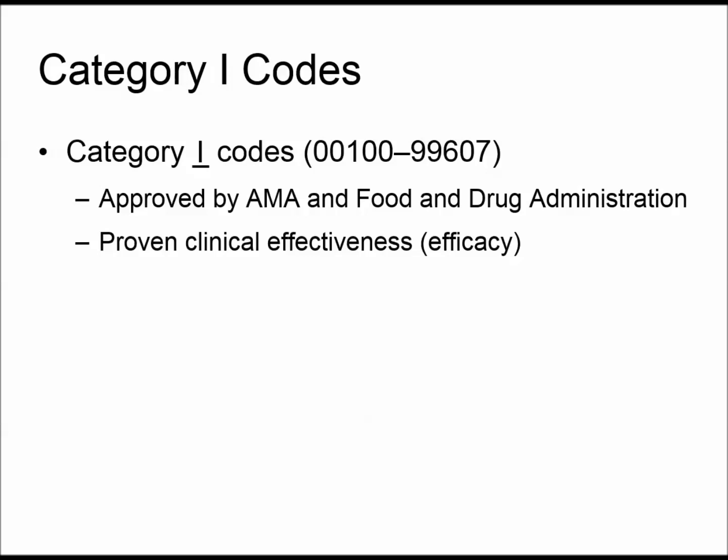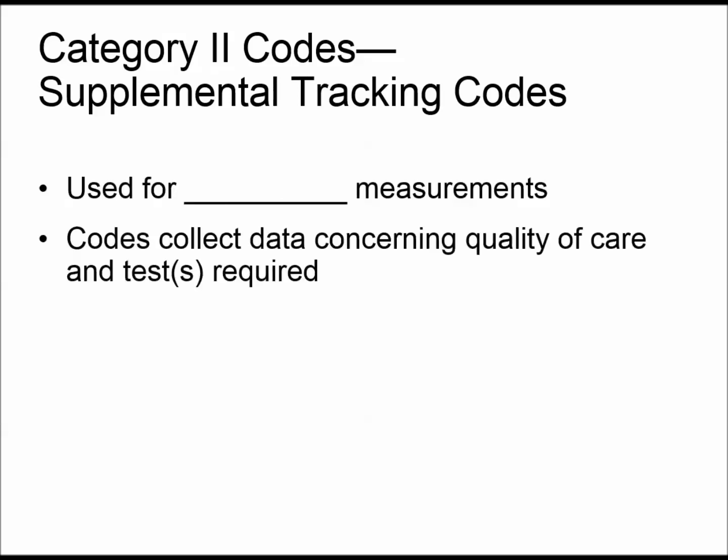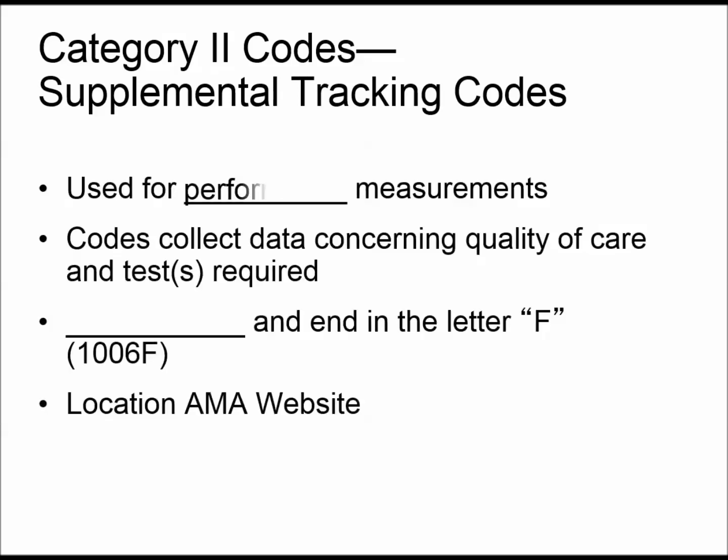With your category 1 codes, they go from 00100 all the way to 99607. Again, they have been approved by AMA and also have proven clinical effectiveness, or efficacy. Now, category 2 codes are your supplementary tracking codes, and they are actually used for performance measures.